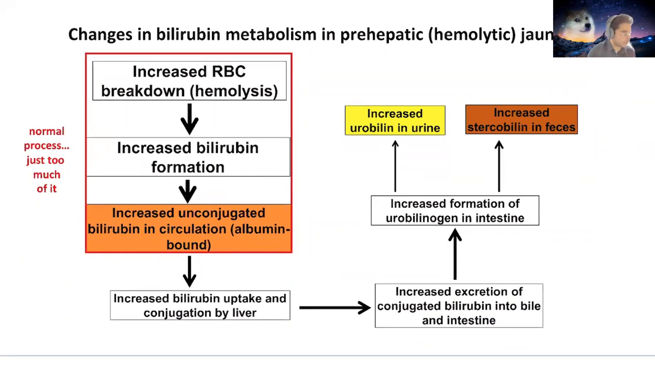Increased RBC turnover means increased bilirubin formation and increased unconjugated bilirubin, because this is all albumin bound. This is a normal process, just happening too much of it. Your liver can't keep up with the amount of RBC turnover that's happening. So what's going to happen? Increased bilirubin uptake, increased excretion, increased formation of urobilinogen. And so you're going to have increased urobilin and stercobilin.